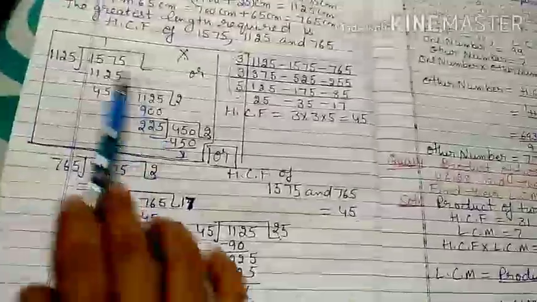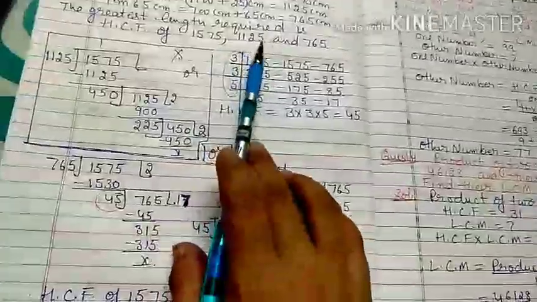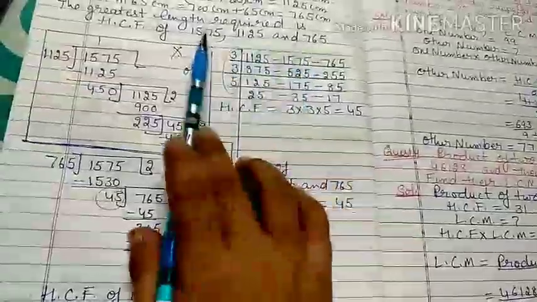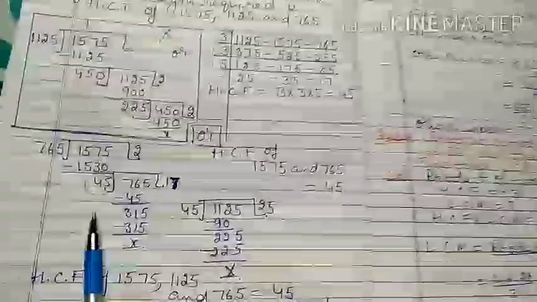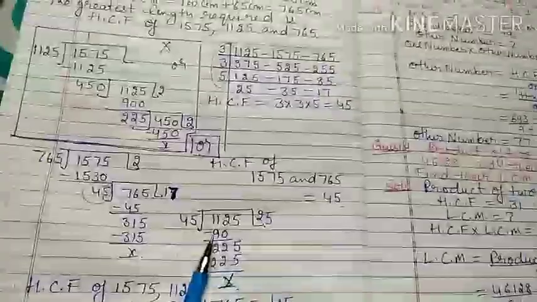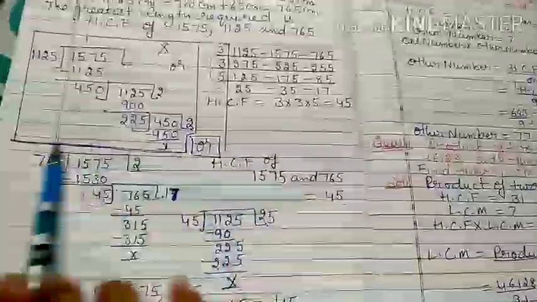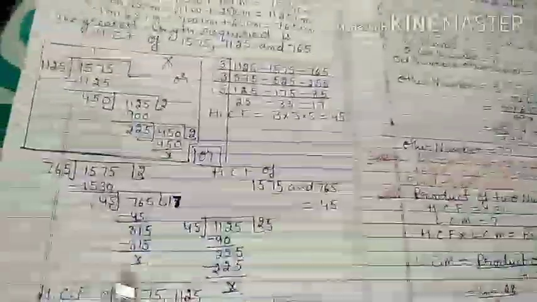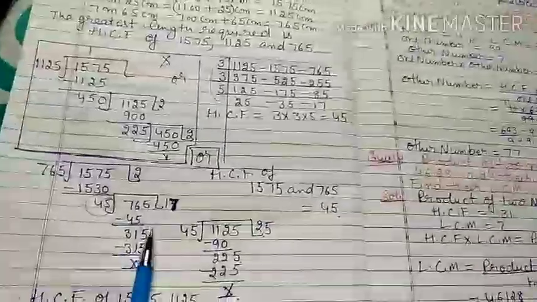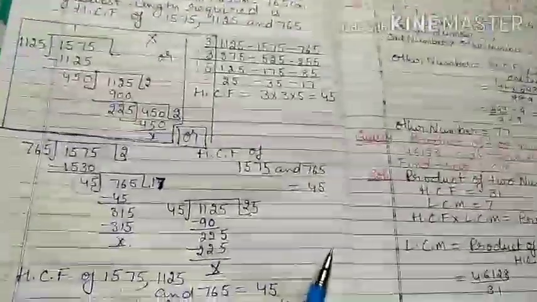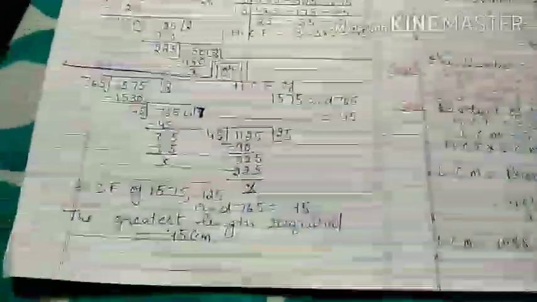Now I check, if 2 numbers do not work, I check with another number, like the first and last number. With the first and last number I got 45, and 45 is divisible by the third number. So that is the problem in this division method. But instead of this, if you go with this method, there is no chance of mistake.